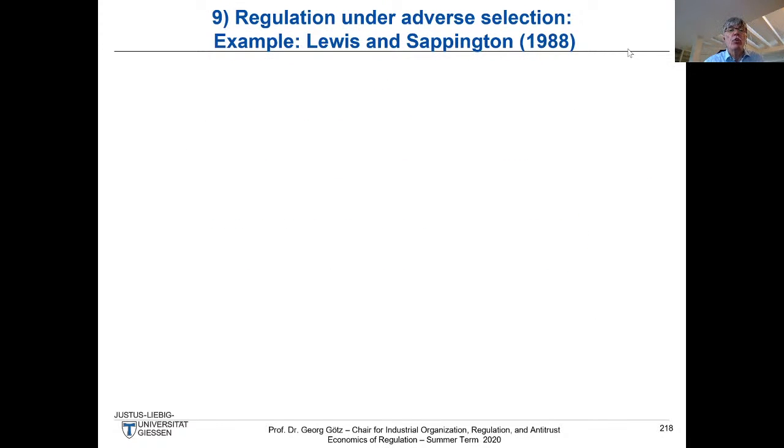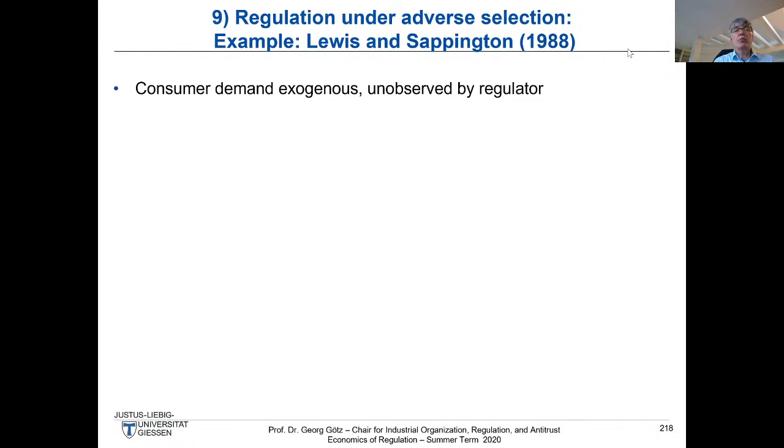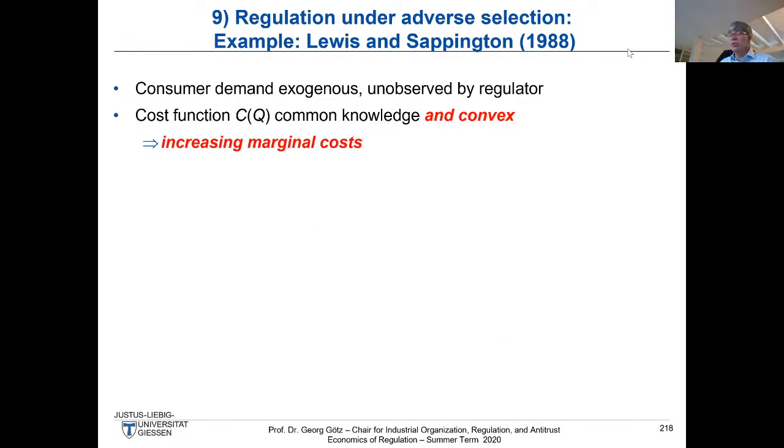And that's what we also see in the next example, where demand is uncertain, or unknown. It's unobserved by the regulator. Of course, it's known to the firm. And again, we assume that it's high or low type, high or low demand. And the important point is that we assume a convex cost function. That means we have increasing marginal cost.